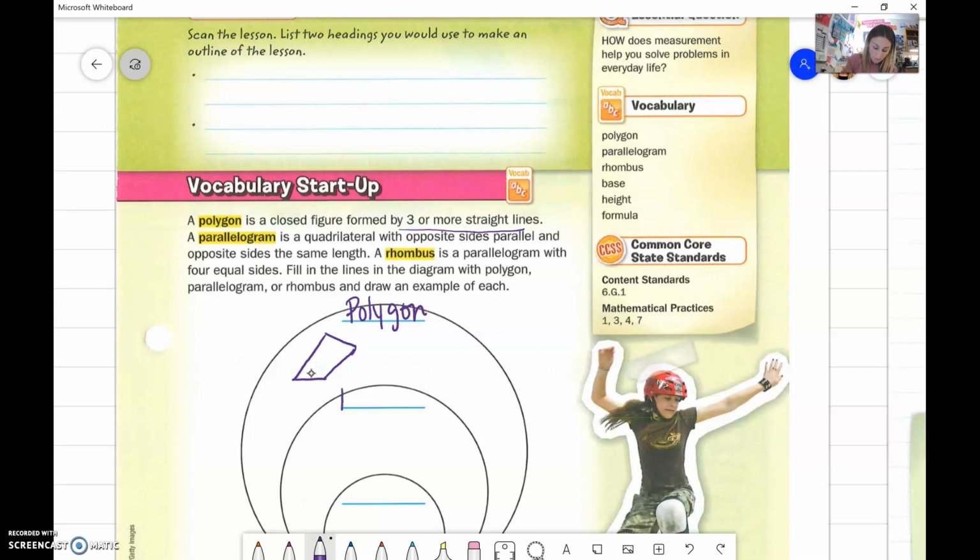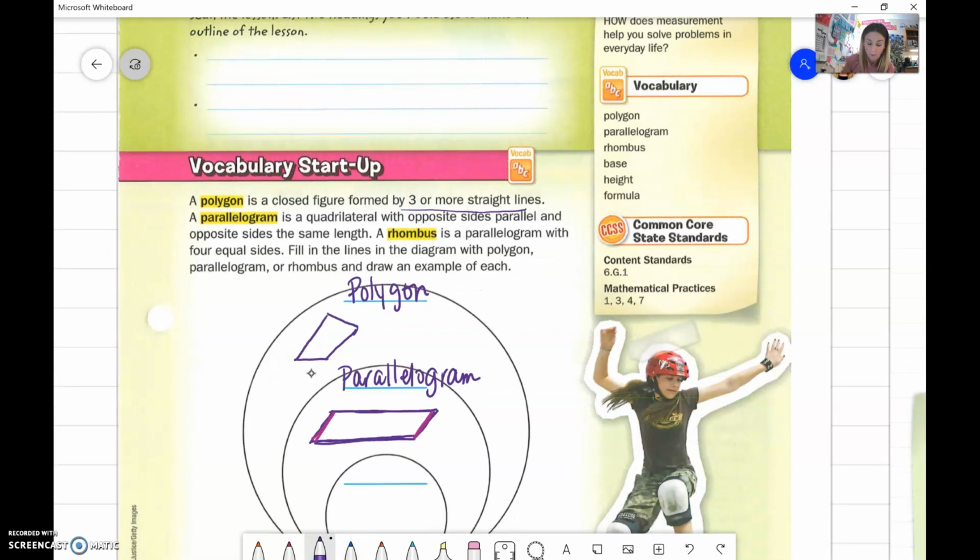A parallelogram, so we're going to go ahead and write parallelogram. A parallelogram is a quadrilateral, meaning it has four sides, with opposite sides parallel and opposite sides the same length. So we might have two long sides that are parallel, meaning they won't ever cross over and intersect, and it might not be perfect, and then two sides that are the same length. So you see how this side and this side are the same length, and then this side and this side are the same length and parallel. Again, maybe not the best drawing, but close enough.